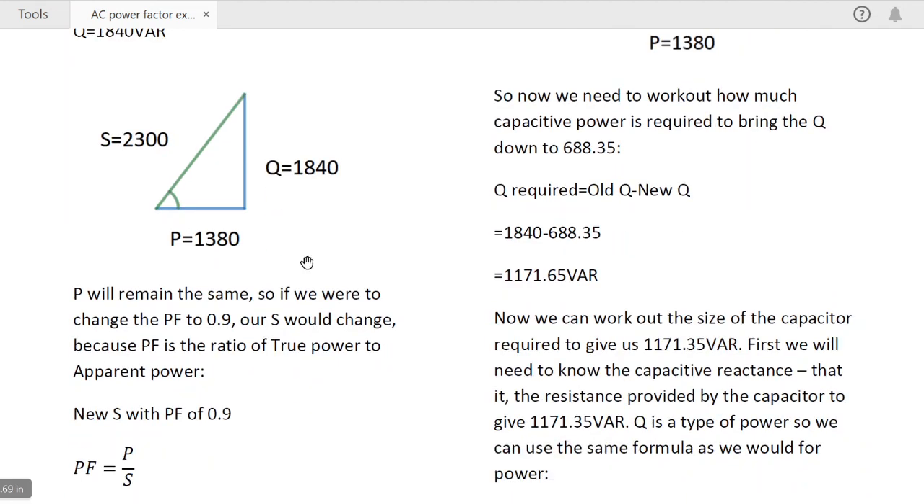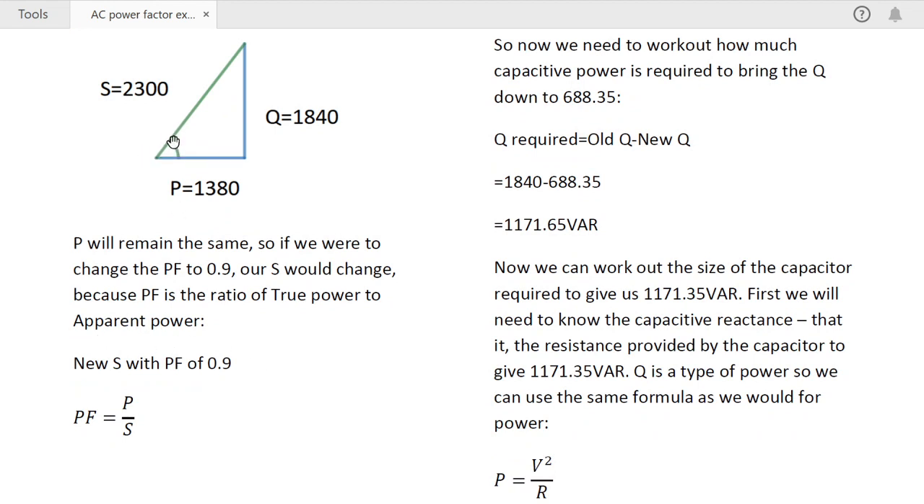So, moving on, P will remain the same. Again, we haven't added or taken away any resistance, so on our new power triangle and our new circuit with the capacitor, the P will be the same, the true power will be the same. So if we were to change the power factor to 0.9, our S will change because power factor is the ratio of true power to apparent power.